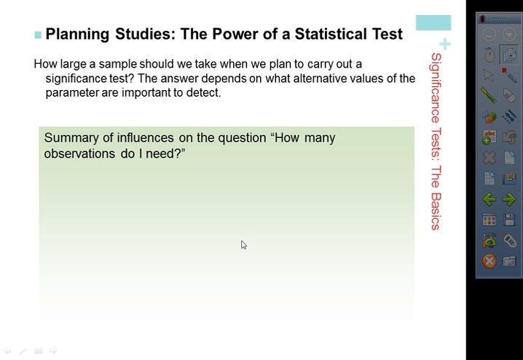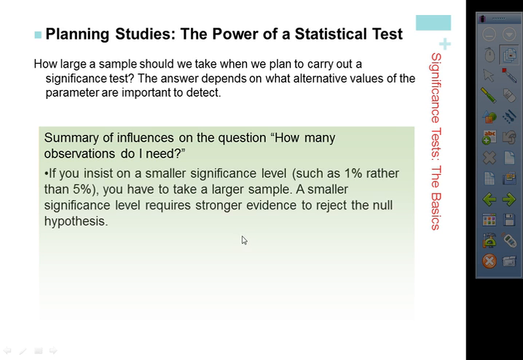How many observations do I need? If you insist on smaller significance levels, such as 0.1 or 1% rather than 5%, you have to take a larger sample. A smaller significance level requires stronger evidence to reject the null. So a smaller significance level, you're going to have a larger sample, all right?